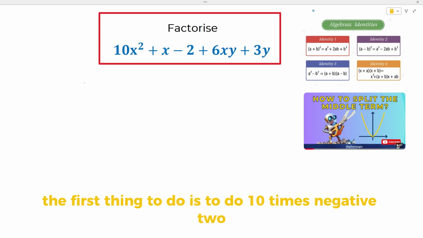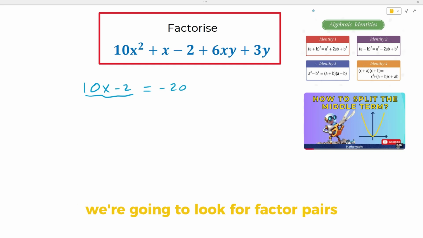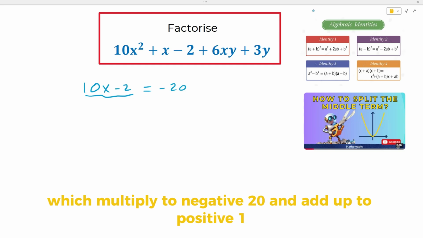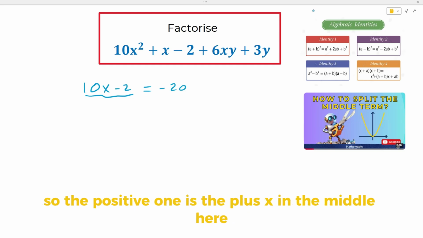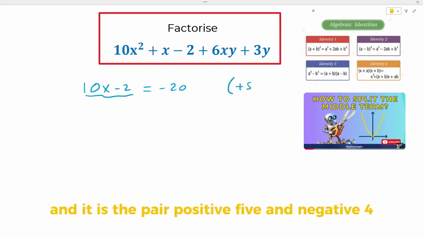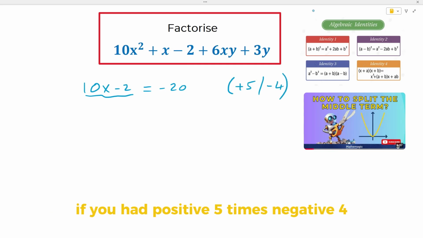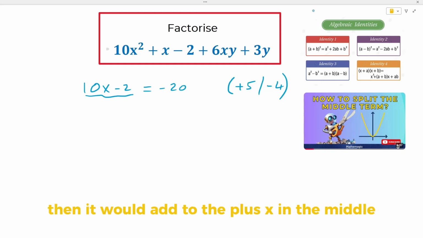The first thing to do is to do 10 times negative 2. And once we have this, which is negative 20, we're going to look for factor pairs which multiply to negative 20 and add up to positive 1. So the positive 1 is the plus x in the middle here. So pairs of numbers that achieve that, well, actually there's a very good pair of numbers, and it is the pair positive 5 and negative 4. If you had positive 5 times negative 4, then that would multiply to negative 20. And if you added 5 to negative 4, then it would add to the plus x in the middle.